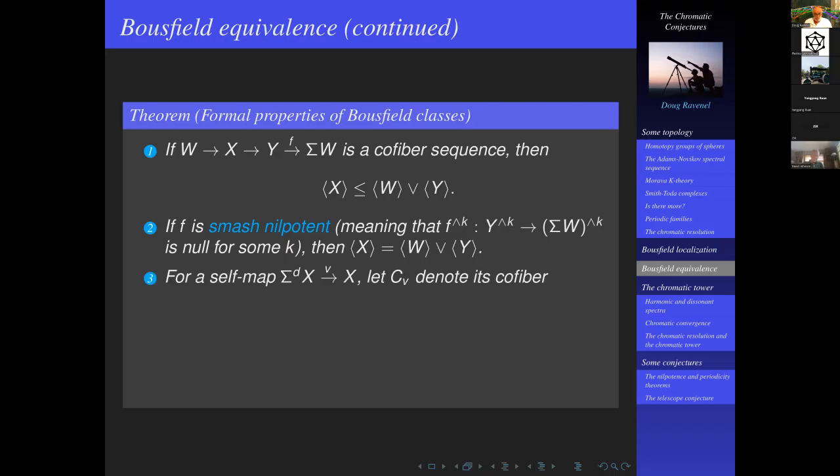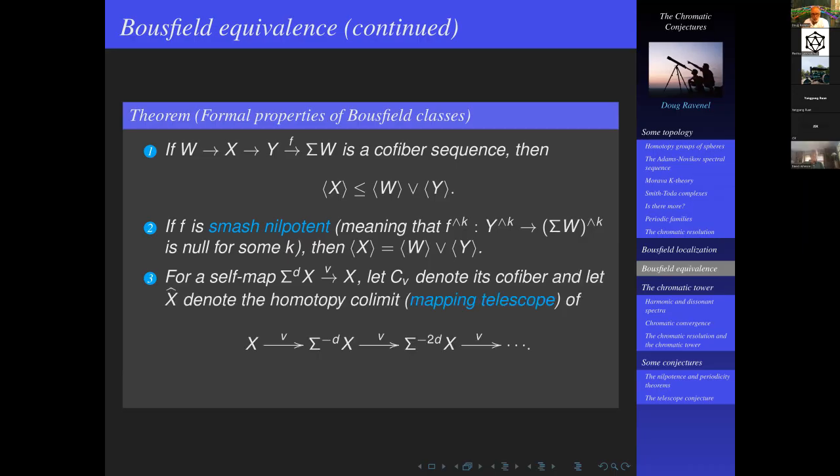Third, if you have a map from some suspension of X to X, now remember, we saw these kinds of maps before when we were constructing periodic families in the homotopy groups of spheres. So let's say we have a map like this, and we'll call the cofiber of it C sub V. And then by iterating this map, we can get a colimit, which is also known as the mapping telescope, which I'll call X hat.